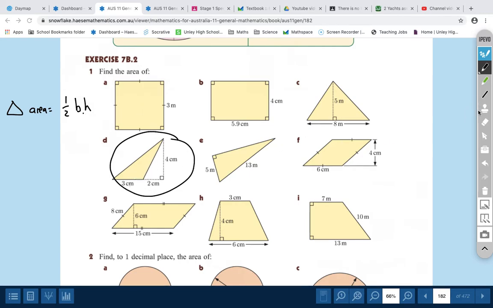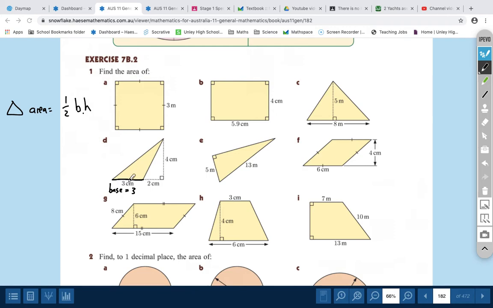So let's stop and have a look. Is the base there, is it 3 or is it 5 or is it 2? And the answer is the base is just 3. Well, that's the base of the triangle there. And then you've got to be careful that you use the height of 4. So this area here will be 6.